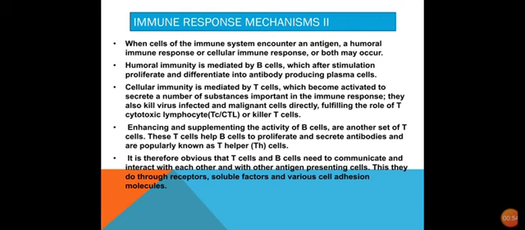Enhancing and supplementing the activity of B cells are another set of T cells. These T cells help B cells to proliferate and secrete antibodies and are popularly known as T helper cells. It is therefore obvious that T cells and B cells need to communicate and interact with each other and with other antigen-presenting cells. This they do through receptors, soluble factors, and various cell adhesion molecules.